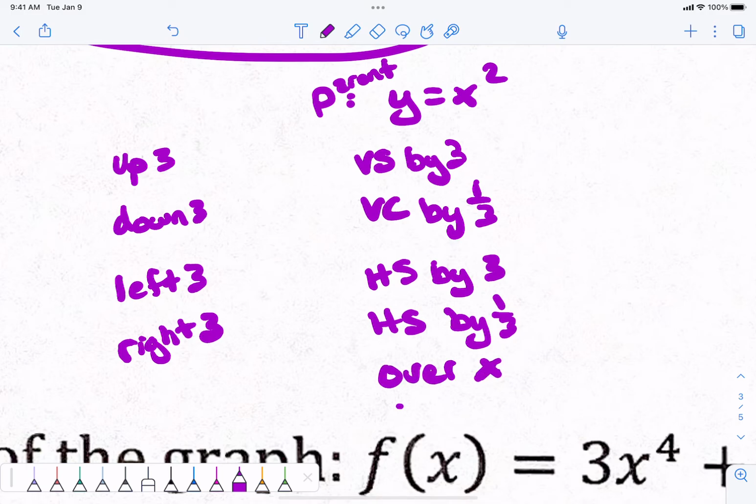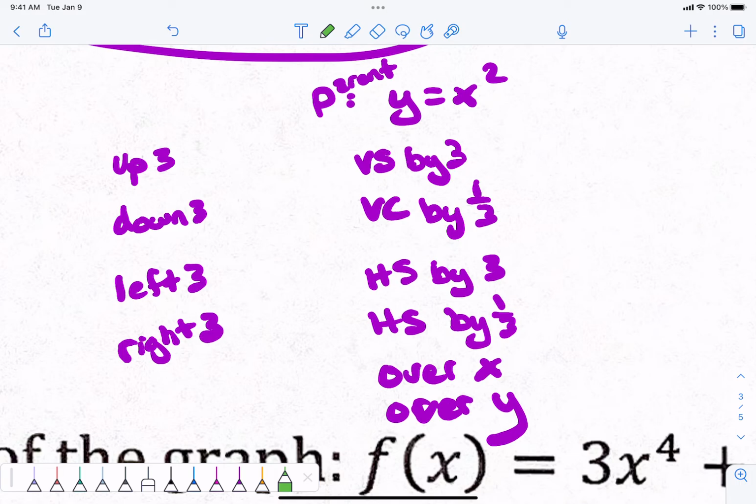Over x and over y. We'll write out what each one of those looks like. How do you tell if it's a horizontal stretch or compression? If the factor is a number bigger than 1 or less than 1. Which is which? Compression is smaller. It's like you're making it in half or a third or a fourth. Okay.